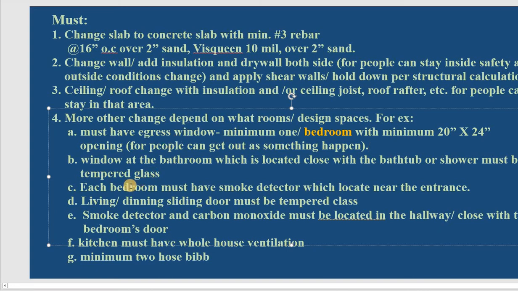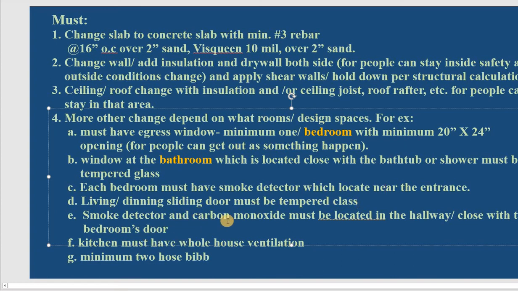And if you have the bathroom, of course we should have even 1 or 2. You need the bathroom. The window at the bathroom, it should be tempered glass to make sure it's not easy to damage if the temperature changes. And each of the bedroom we have smoke detector. Like I told you before, smoke detector usually close with the door when you come into the bedroom, near to the entrance. And the other one, the living and dining sliding door must be tempered glass. Sliding door on the living or dining, if you design, it should be tempered glass also.